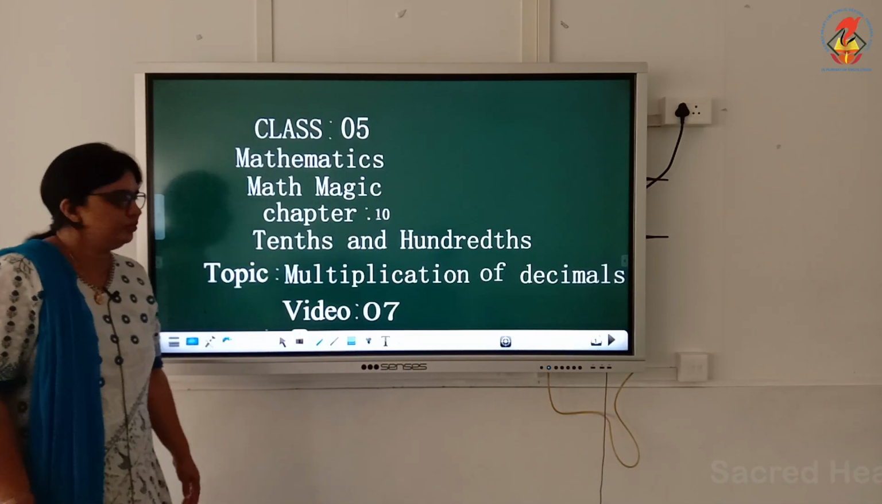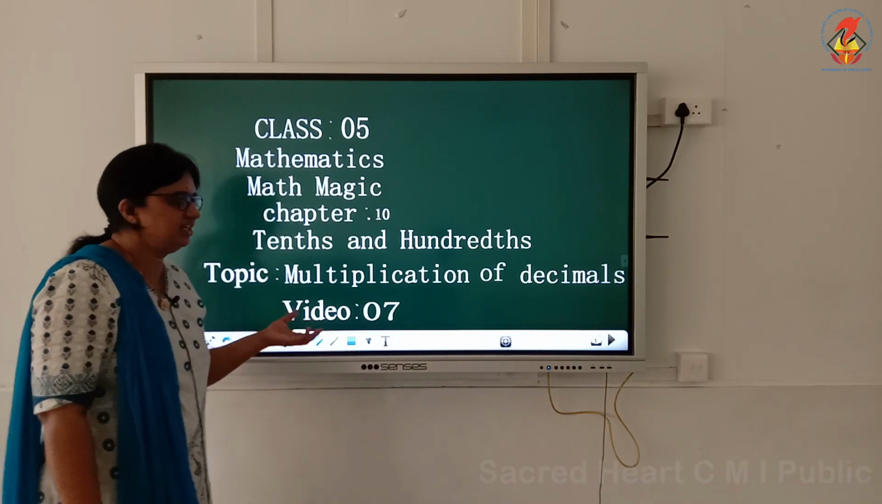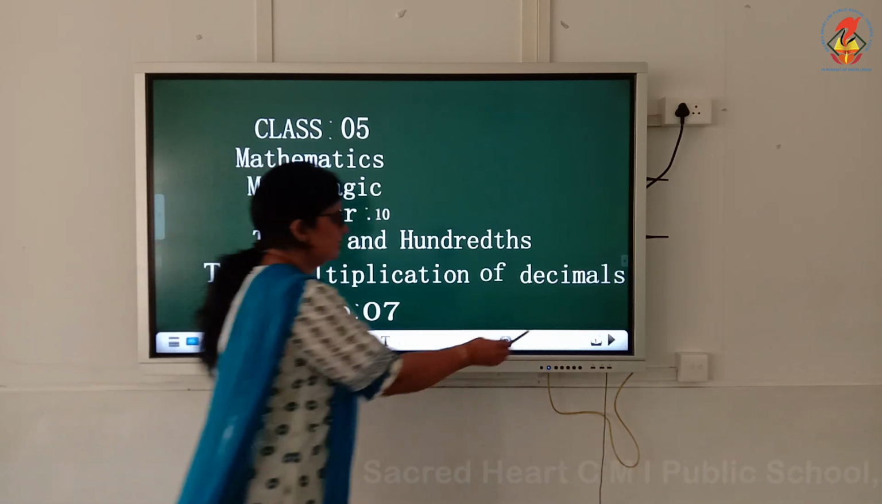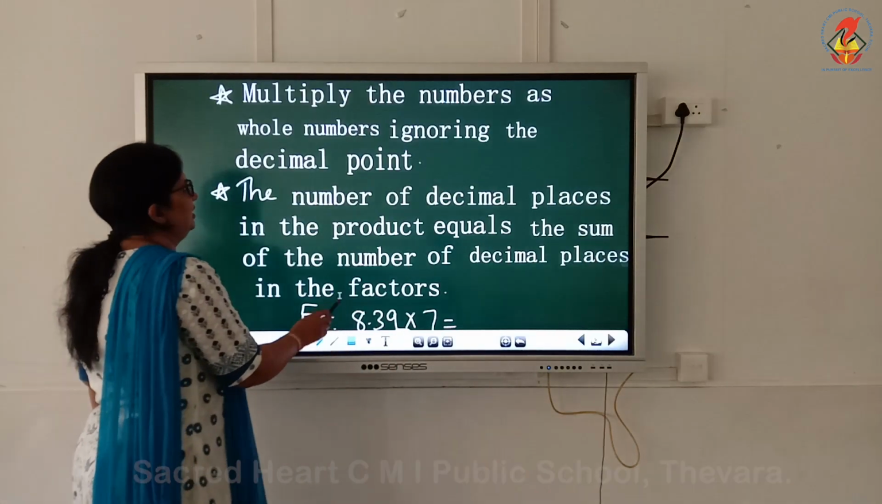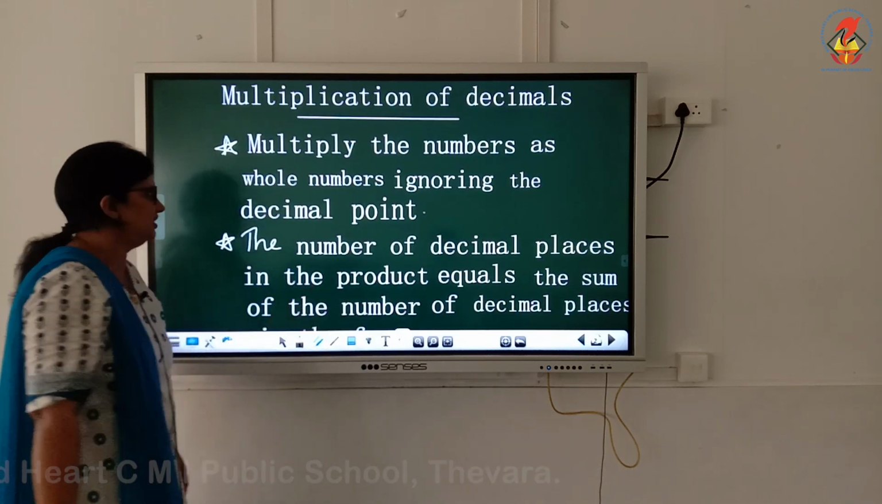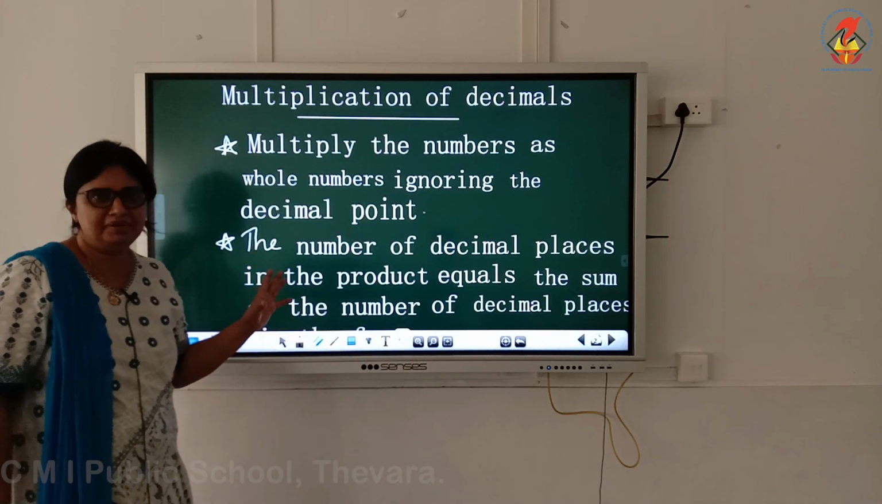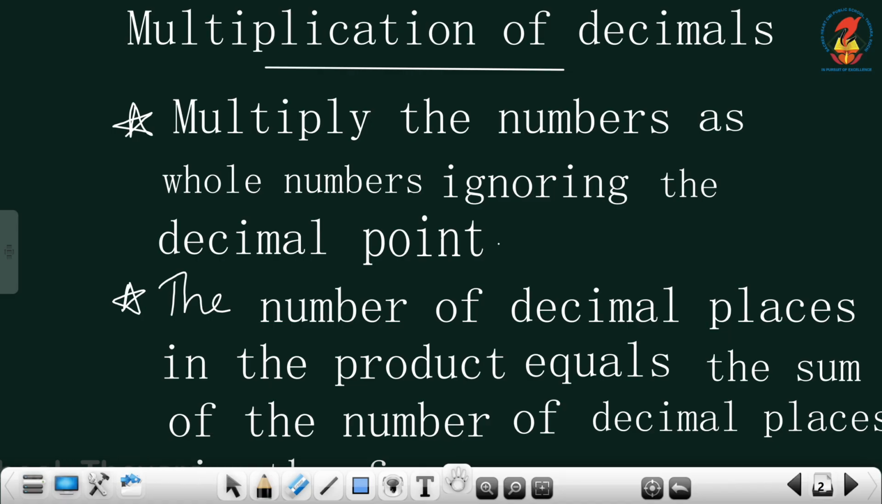Dear students, today we will continue with the same chapter, but I will give you a new topic, that is multiplication of decimals. How can you multiply decimal numbers? Multiply the numbers as whole numbers by ignoring the decimal point. After that, the number of decimal places in the product equals what? The sum of the number of decimal places in the factors.